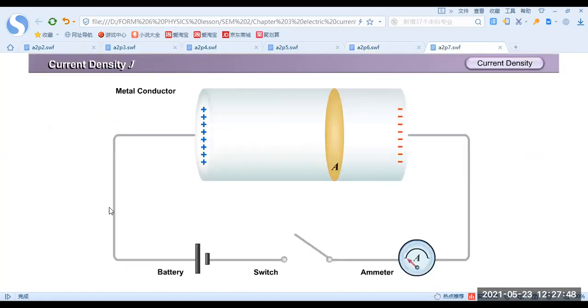Okay, now we look at here. Now we are going to learn about the current density. Still the same thing, same circuit. The battery is connected to one end of the conductor, and the other end connects to one positive terminal and one negative terminal. When the switch is on, we notice that the current flows from the positive terminal to the negative terminal through the external circuit.